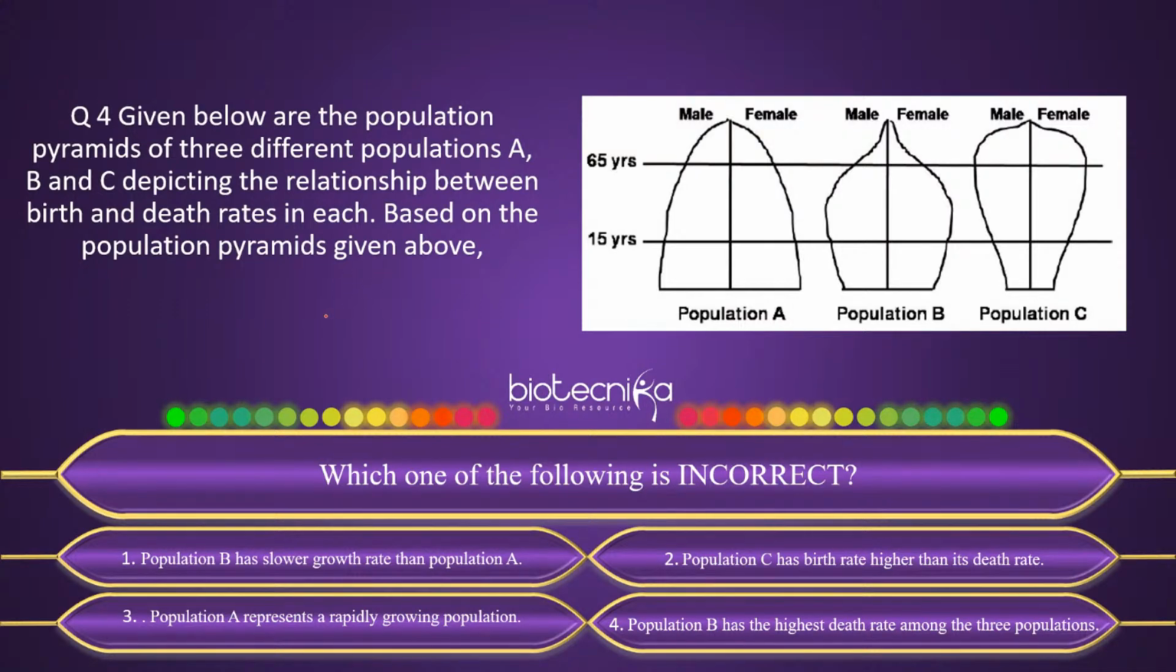So let us look at our next question. Now, this is based on age-sex pyramids, right? So here, 3 age-sex pyramids have been shown. And once again, we have been asked which one of the given statements is incorrect. All right. Let me see who answers this question first.